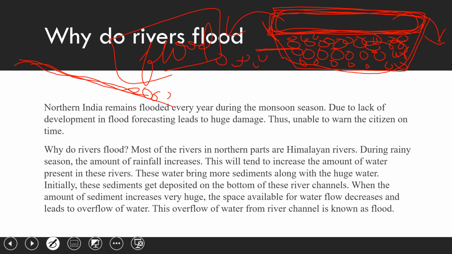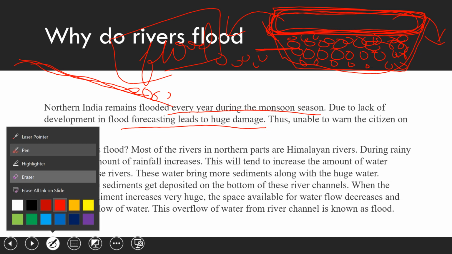And flooding is not related only to northern India. It will cause the same situation all over the place where flood happens. So this is the layman's explanation with a technical example. Now we will see what is written in the slide. Northern India remains flooded every year during the monsoon season, and the lack of development in flood forecasting leads to huge damage, as it is unable to warn citizens on time.